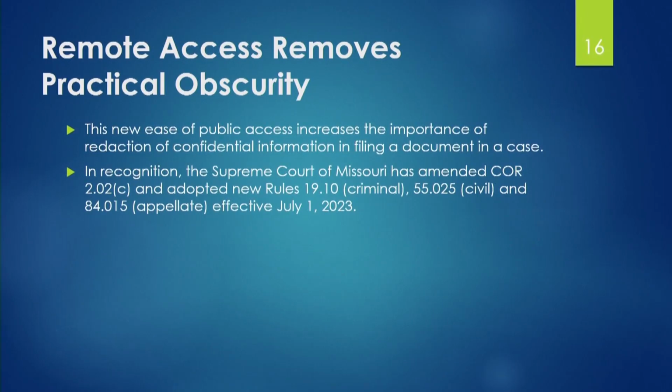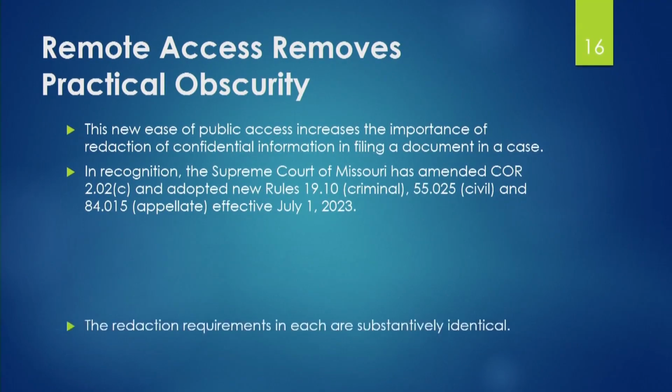So they've done that by amending Court Operating Rule 2.02c, and then also with new rules 19.10 in the criminal context, 55.025 in the civil context, and 84.015 in the appellate context. All of these are essentially identical, and they all become effective on July 1st, 2023.